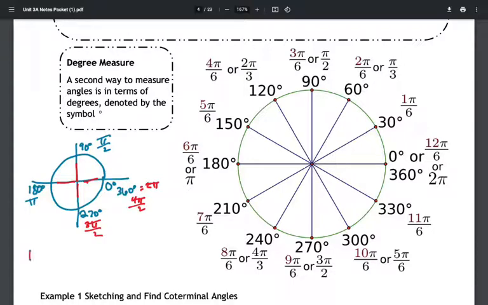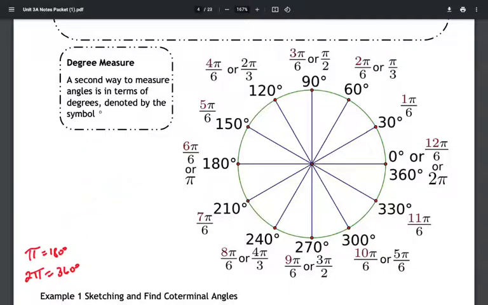So I'm wanting you to see that pi equals 180 degrees and 2 pi equals 360 degrees, and kind of how to divide up that circle into those degrees. Again, going in the counterclockwise direction makes those positive angles. All right, let's divide that up a little more. I'm going to erase that real quick and kind of redo it.